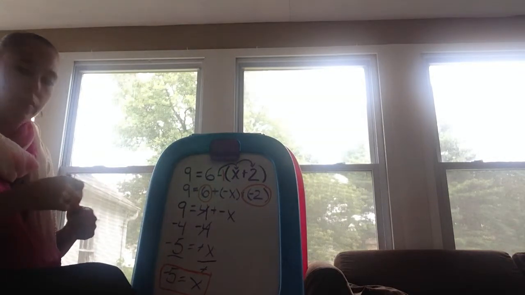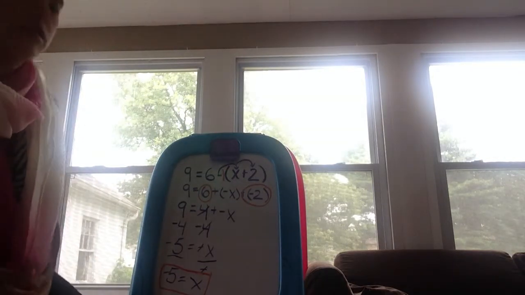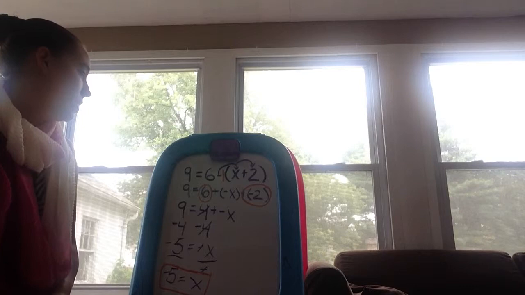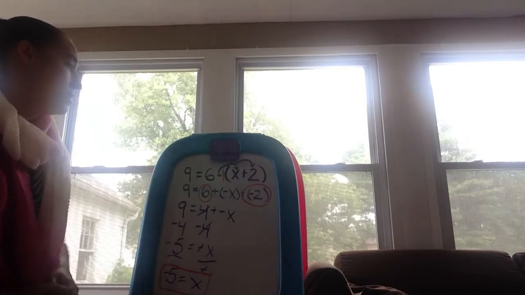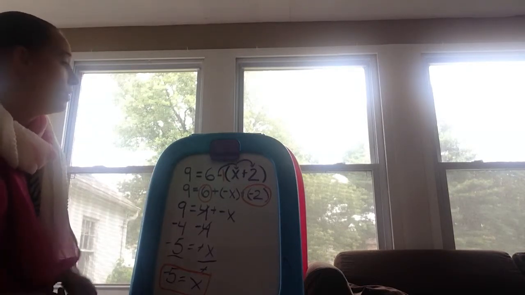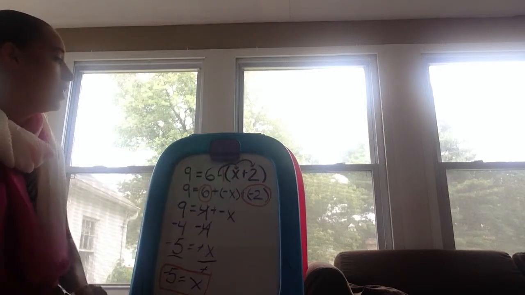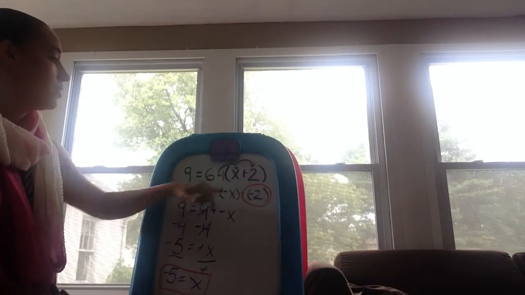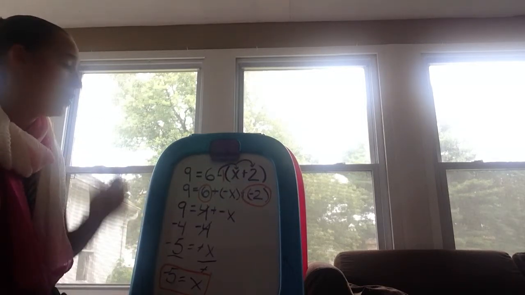Okay? There, you can see it. So there's many steps when you're distributing. You want to first distribute. After you distribute, you want to combine your like terms. Makes it easier for you.